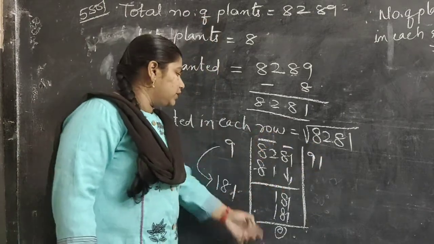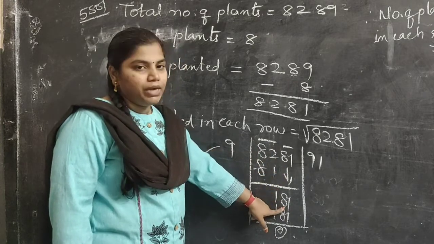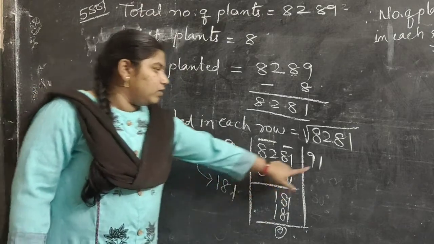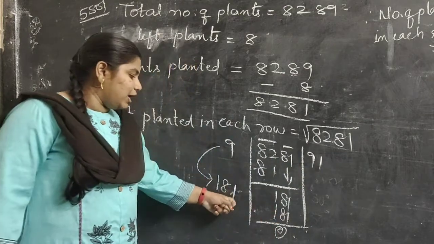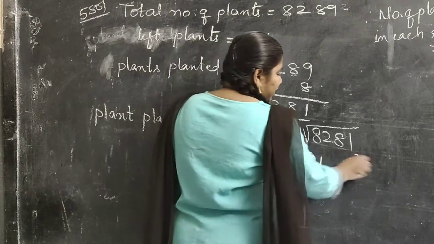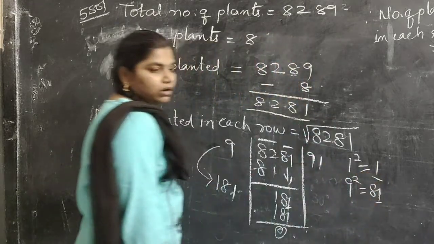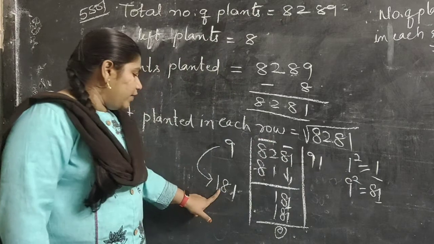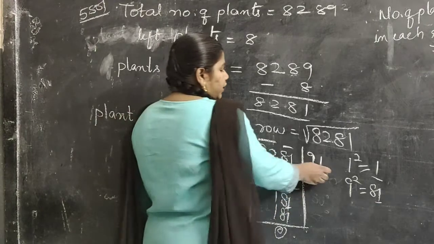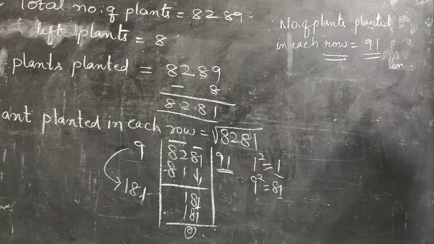Do your long division method. 9 9s are 81. 82 minus 81 is 1. Bring this whole pair down. That will be 81 here. 181. Double this 9, that will be 18. 181, 1s are 181. How do I make this value? By using the last digit. What is the last digit? 1. That lies in 1 square is 1 and also 9 square will be 81. So the last digit is 1, so I am taking 1 here. 181, 1s are 181. So you got the remainder as 0. So in each row, how many plants have they planted? There are 91 plants. Total 91 plants they have planted in each row.